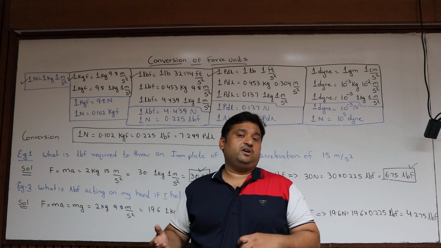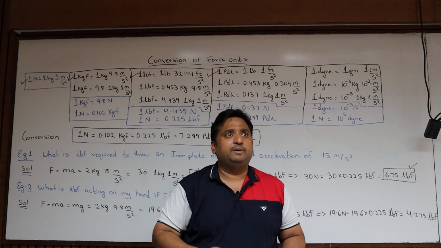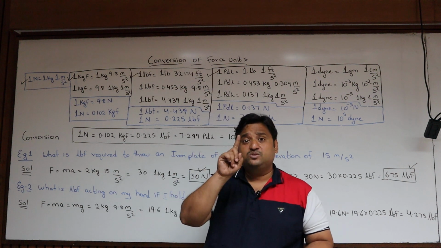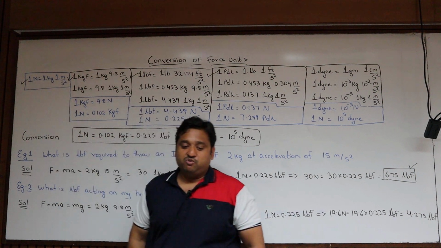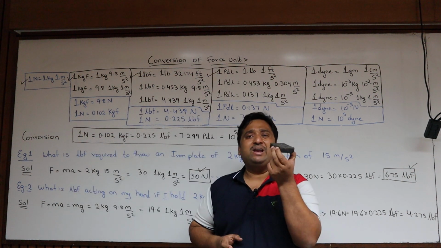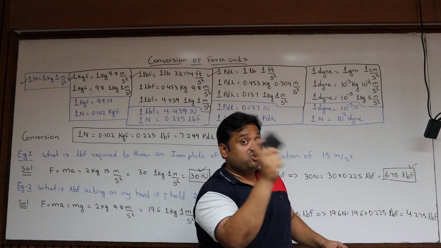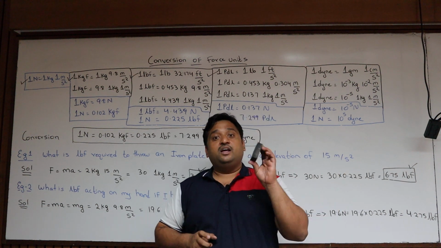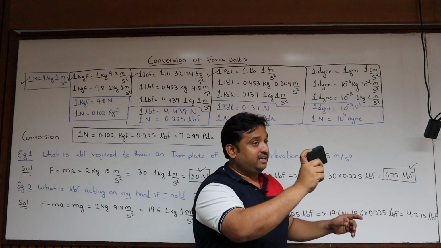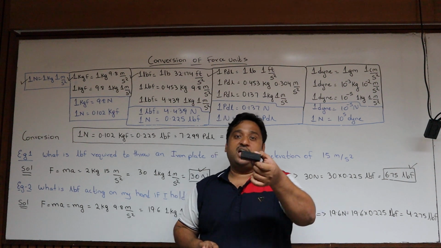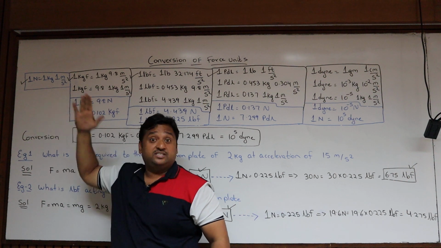So let us go further and start with 1 Newton force. In the SI system of units, people define 1 Newton force as 1 kg into 1 meter per second square. What does this exactly mean? Imagine I have a 1 kg mass with me. If I throw this mass at an acceleration of 1 meter per second square, then I have applied 1 Newton force on this 1 kg mass. That is how 1 Newton force is defined.